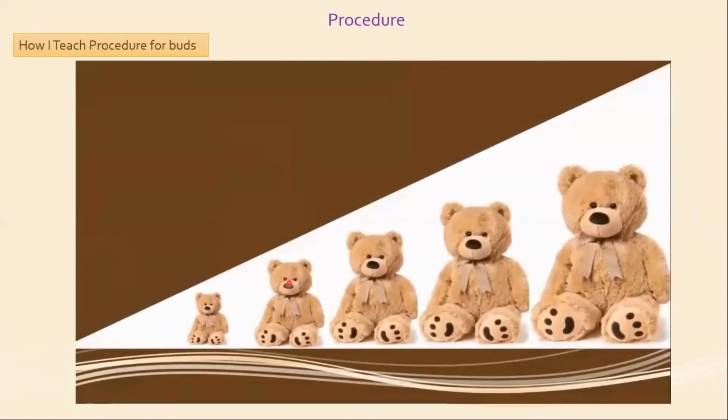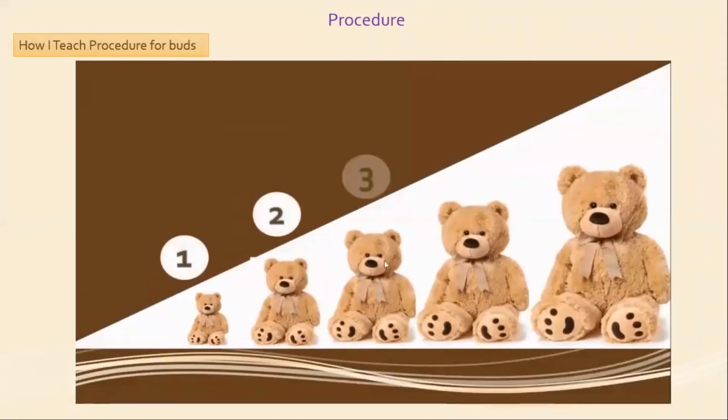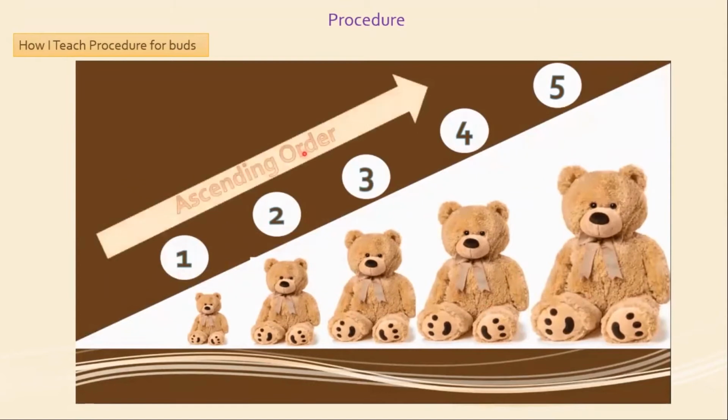Great, you did it. Now give some numbers to the teddies, from the small teddy to the big teddy. 1, 2, 3, 4, 5. From left to right, as the size of the teddy is increasing, the numbers are also increasing, isn't it? Moving from small numbers to big numbers is called ascending order.